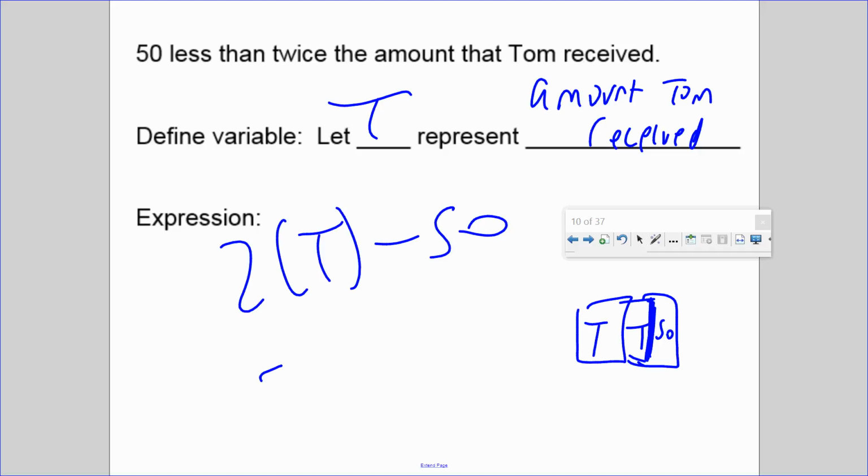But this would not make sense if you had written it this way. Some of you may write it that way. That would not make sense, because you're taking 50 less than, and here you're taking twice the amount from the 50. That doesn't make sense. Okay, let's use the statement to help you: 50 less than twice the amount you receive.